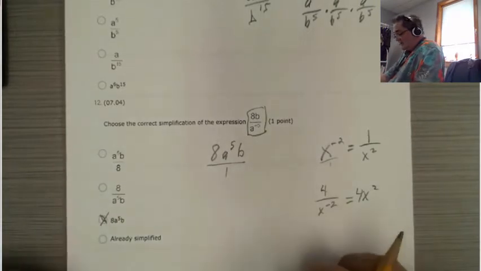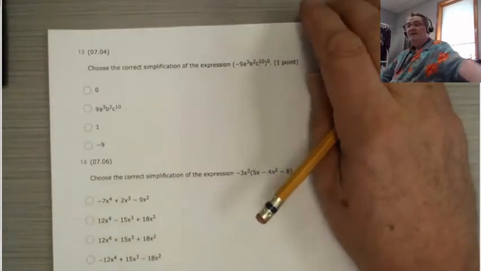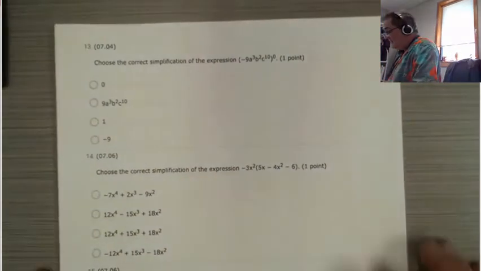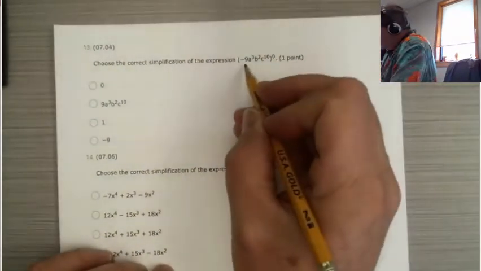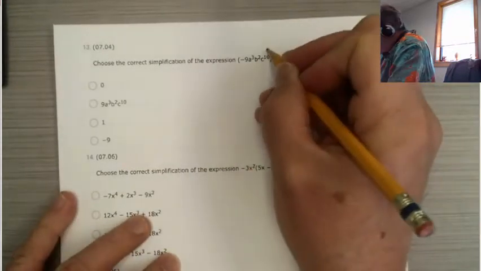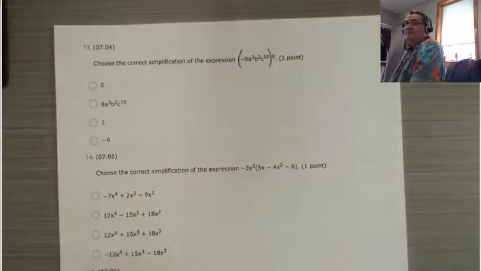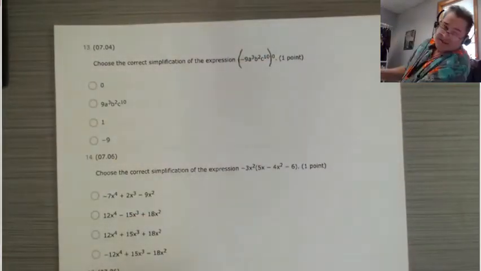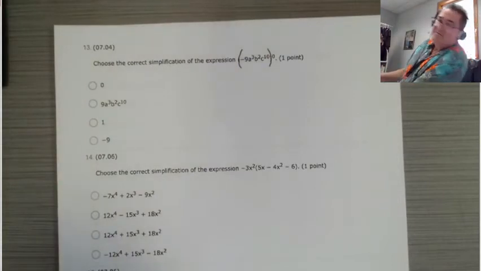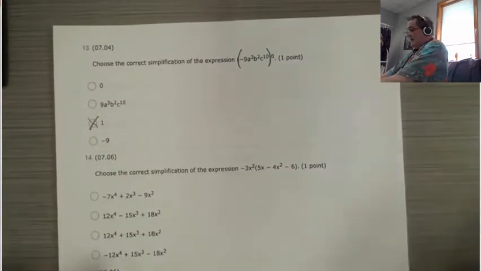Okay, let's move on to number 13. All right, choose the correct simplification of negative 9 a to the 3rd, b to the 2nd, c to the 10th. All of that, see the big parentheses around all of that, raised to the power of 0. What did we say about anything raised to the power of 0? Equals 1. I don't care what all that stuff is.